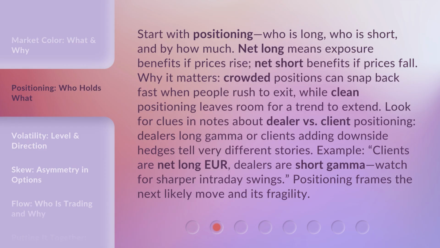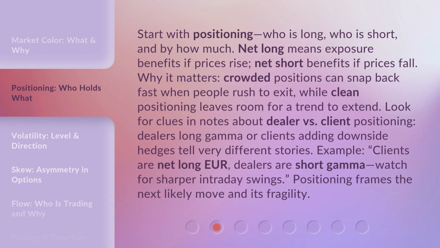Start with positioning. Who is long, who is short, and by how much? Net long means exposure benefits if prices rise. Net short benefits if prices fall. Why it matters. Crowded positions can snap back fast when people rush to exit, while clean positioning leaves room for a trend to extend.